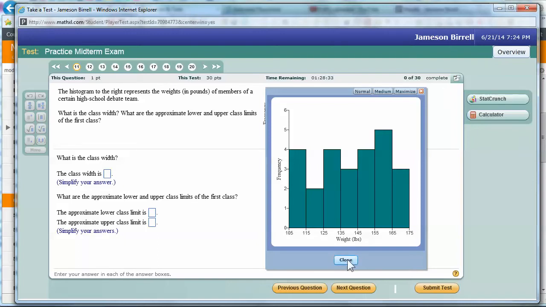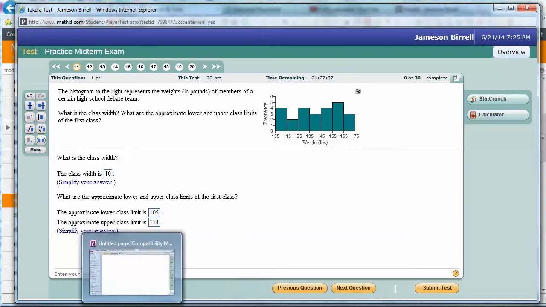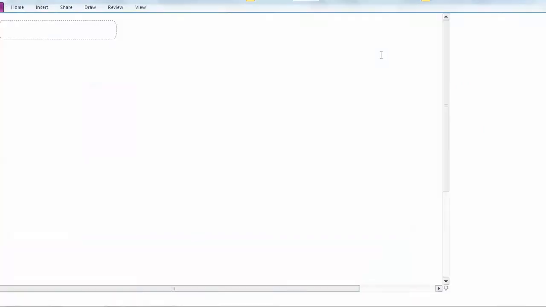So I guess I gotta close it. 10. Okay, what are the approximate lower class limit and upper class limit of the first one? Okay, so the lower one would be 105, and then the upper one here would be 114, which seems a little against our intuition when we are not familiar with histograms.